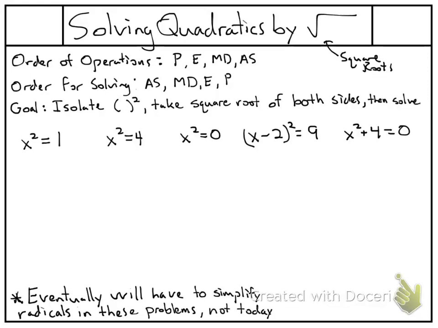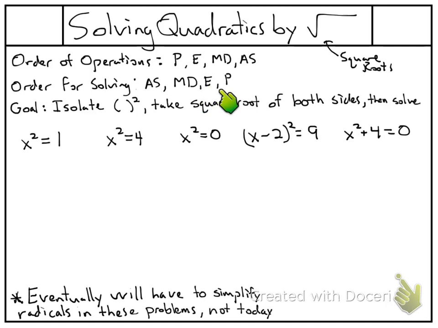As we start to shift to solving quadratics, we have to look at solving by square roots. In the past, whenever you've simplified expressions, you've used order of operations: parentheses, exponents, multiplication, division, and then addition, subtraction. In order for solving, we reverse that process and do addition, subtraction first, multiplication, division, exponents, and last parentheses.